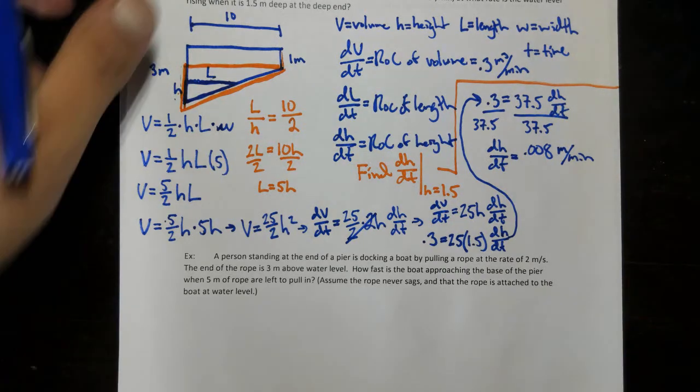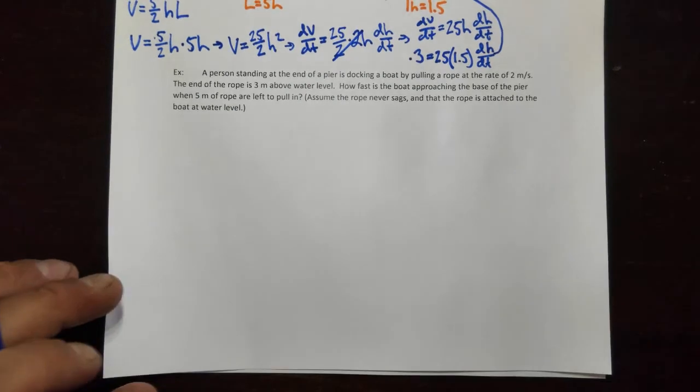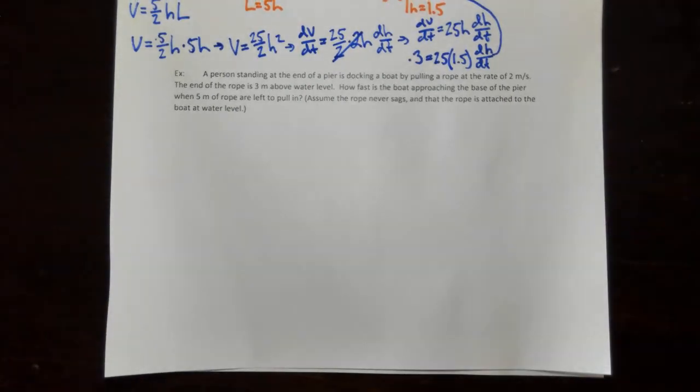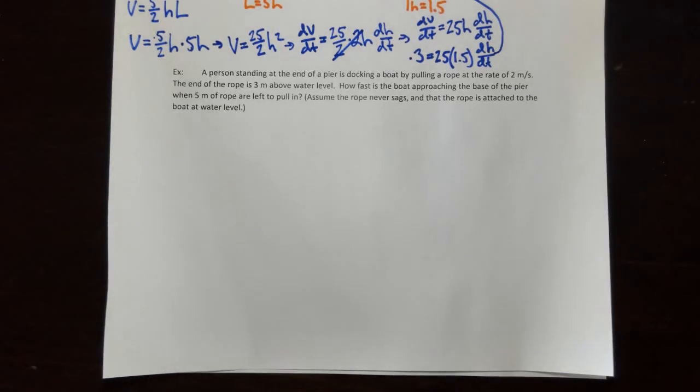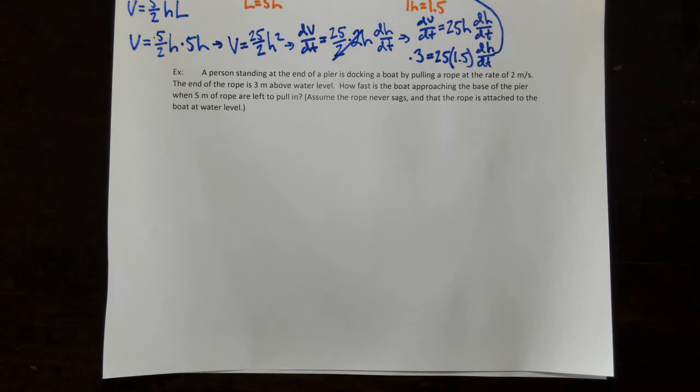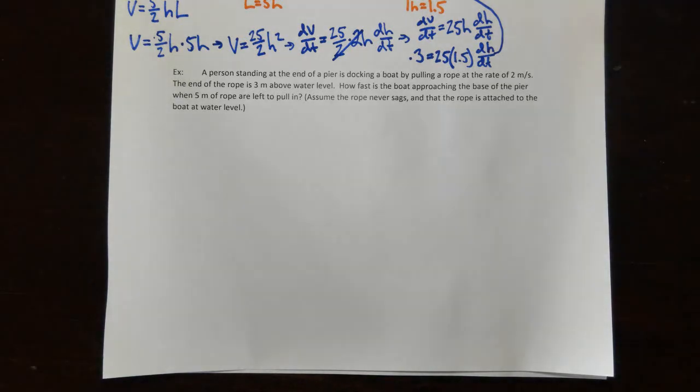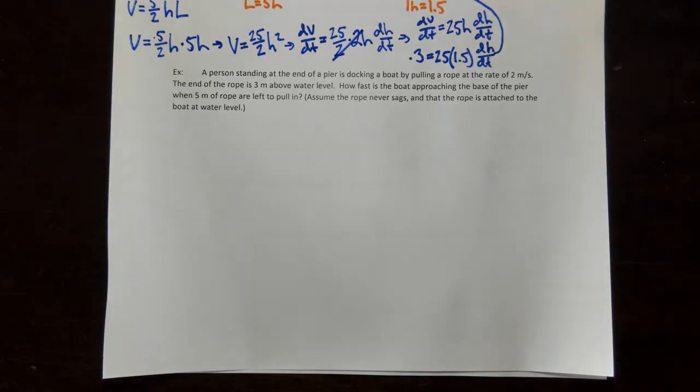Okay, so on to the next one. So a person standing at the end of a pier is docking a boat by pulling a rope at the rate of 2 meters per second. The end of the rope is 3 meters above water level. How fast is the boat approaching the base of the pier when 5 meters of rope are left to pull in? Assume the rope never sags and that the rope is attached to the boat at water level.